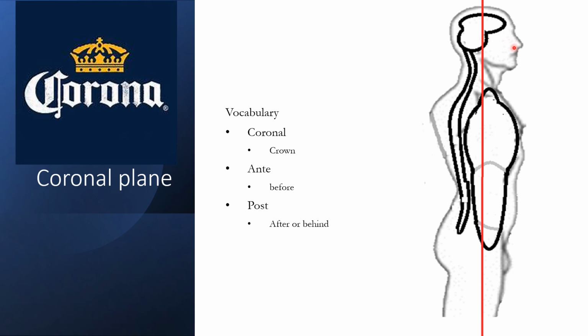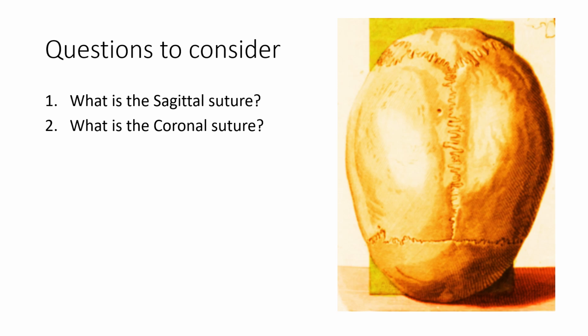Anything in front of the plane would be anterior. Ante means before. If you speak Spanish, antes. Behind is posterior. So you can see some things are being posterior and anterior. You can also see superior and inferior as well in this plane. Now, I asked a couple questions and I'm going to show you why this is important.